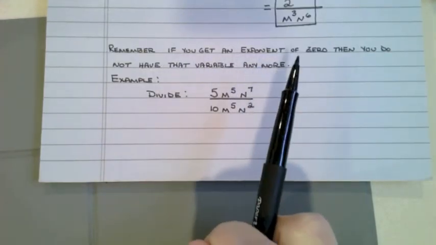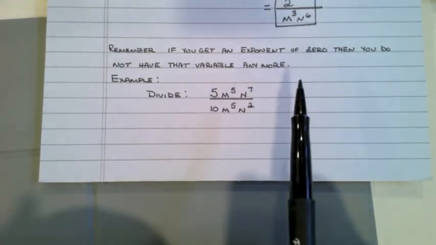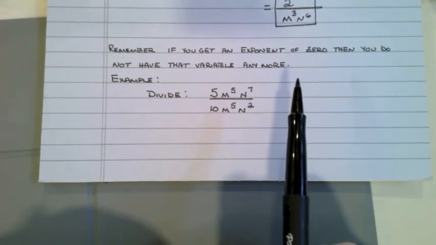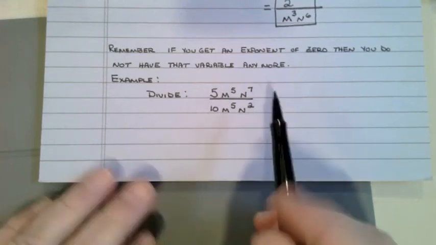Remember, when you subtract, you could get an exponent of 0 on these, and then you do not have that variable anymore. So let's go through our rules again. Our rules, we're going to start off with our coefficients.